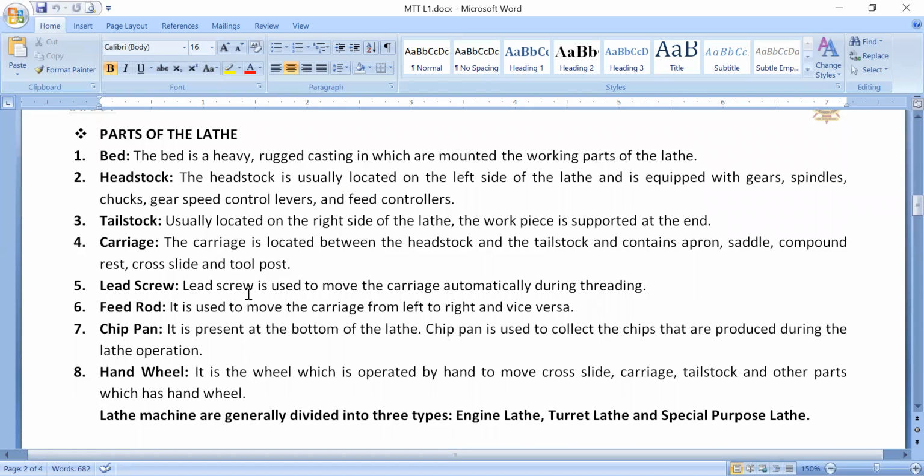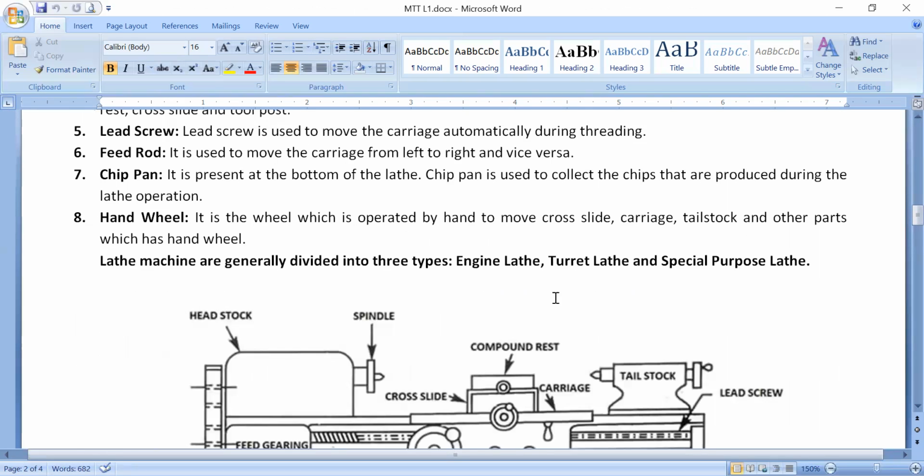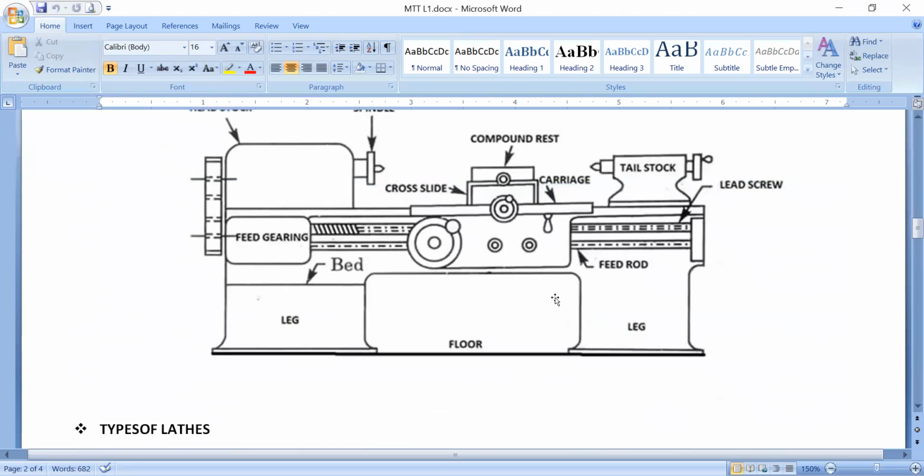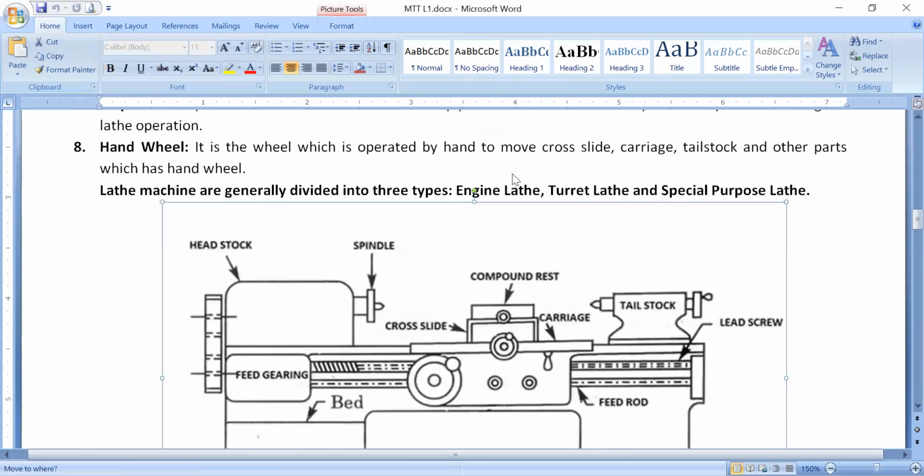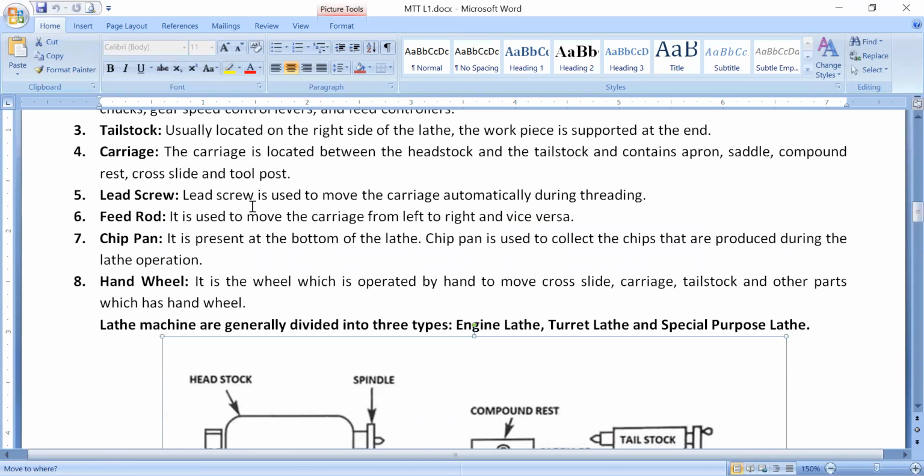Now the lead screw is used to move the carriage automatically during threading. You can see the lead screw in the diagram. The work of the lead screw is to move the carriage automatically during threading. The feed rod is used to move the carriage from left to right and vice versa.